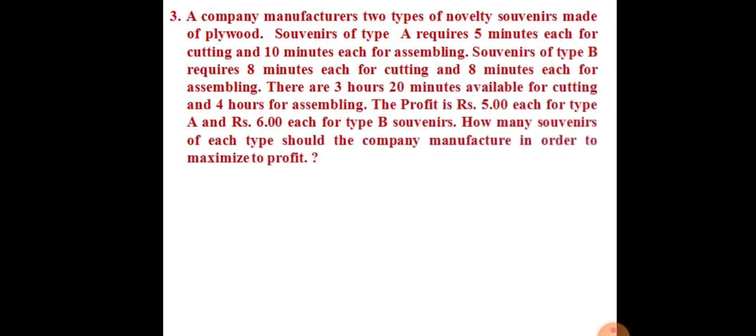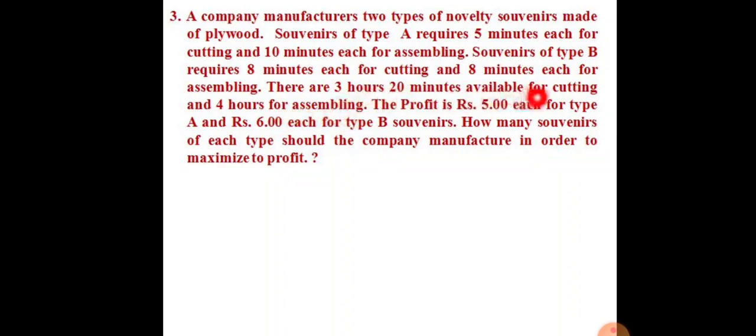So this is a homework problem. Try this one. A company manufactures 2 types of novelty souvenirs made of plywood. Souvenirs of type A require 5 minutes each for cutting and 10 minutes each for assembling. Souvenirs of type B require 8 minutes each for cutting and 8 minutes each for assembling. There are 3 hours 20 minutes available for cutting and 4 hours for assembling.